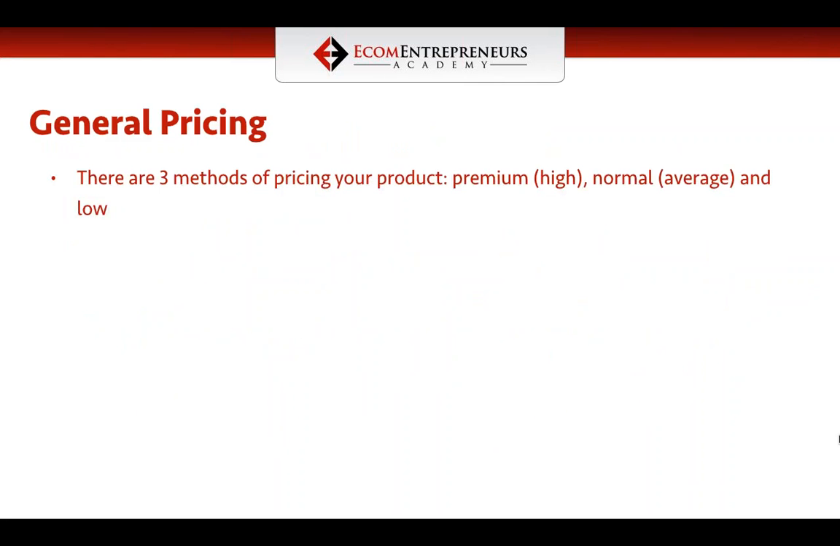So general pricing, there are 3 methods of pricing your product, okay? When you think about what price you want to list your product at on Amazon when you start out, you can basically do it one of 3 ways. Either you price your product at a premium or high price, or you go a normal price or an average price, or you can do a low price.